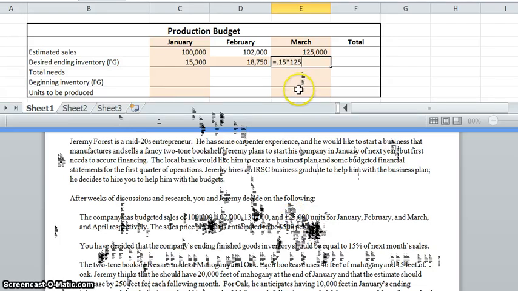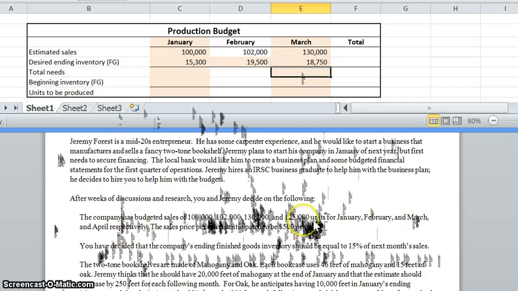Already spotting an error, 125,000 for this one. March is 130,000 units. There we go. So 100,000, 102,000, 130,000 for March. 125,000 is actually April. So we want 15% of 102,000, 15% of 130,000, and then for March we want 15% of April's sales, so 125,000. So if we add those two together, that's going to give us our total needs. Bring that over.